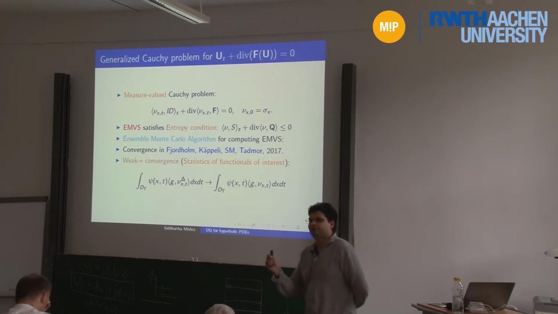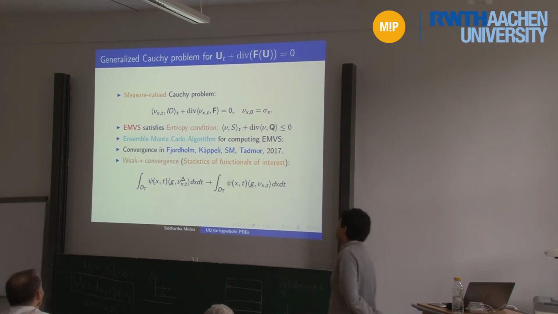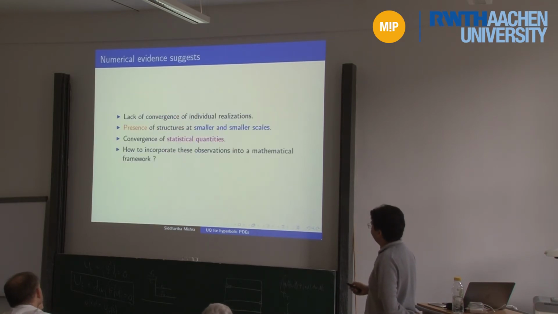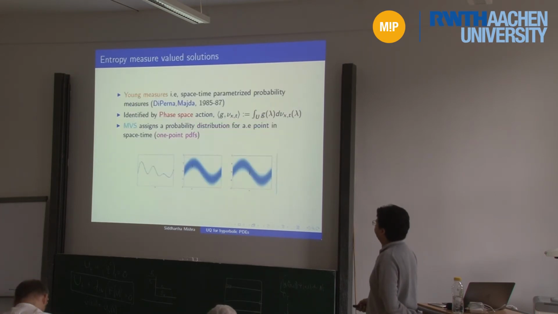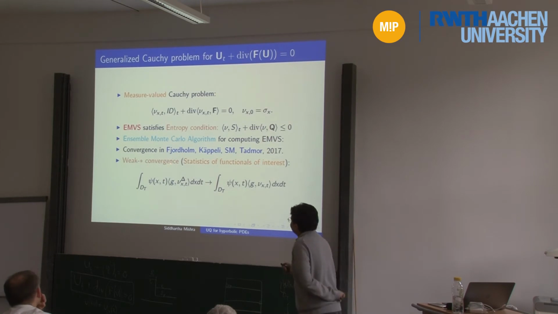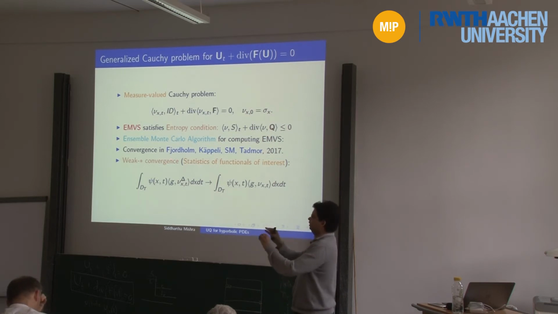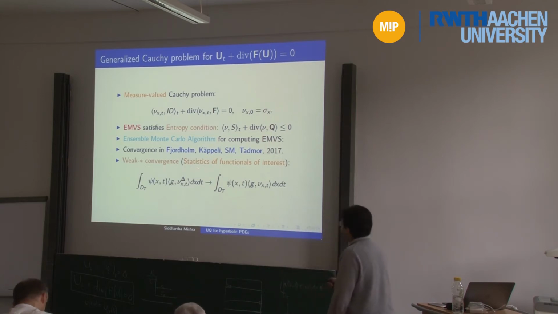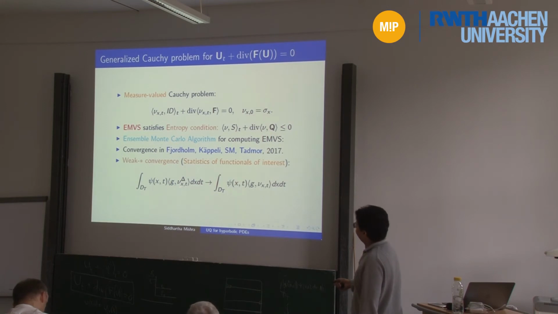The object of interest is now a PDF. It's no longer one function. And what we did in this paper some years back is that this Monte Carlo algorithm that I just told you about, that you sample, you solve, and then you average, we call this an ensemble Monte Carlo algorithm. So this was exactly the algorithm. You don't look at the deterministic solution anymore, you just look at the whole random solution, and we proved rigorously that it converges, in the particular sense that not just observables or functions of interest, but rather statistics of these functions of interest will converge.